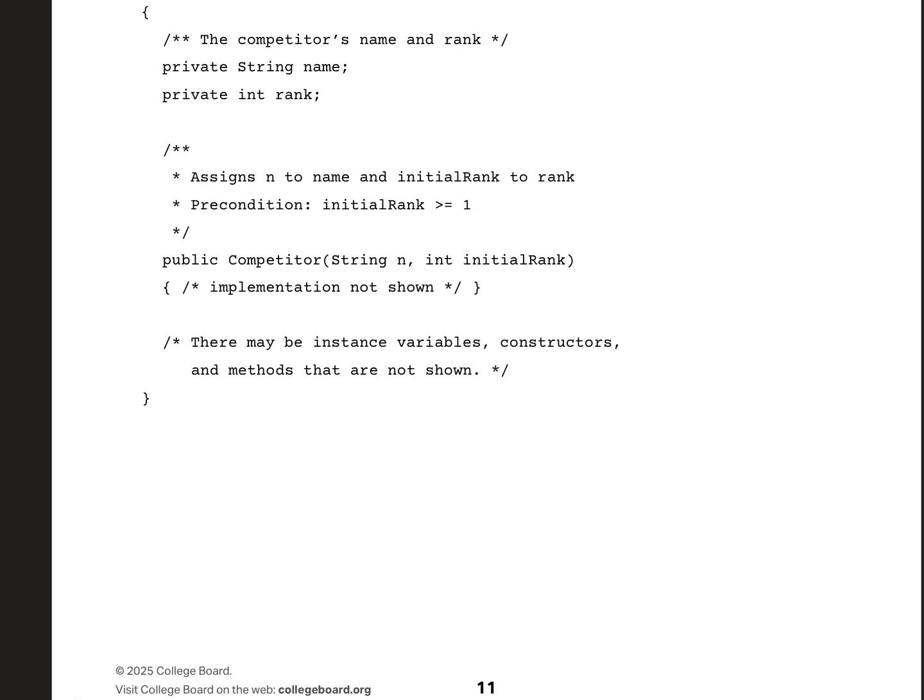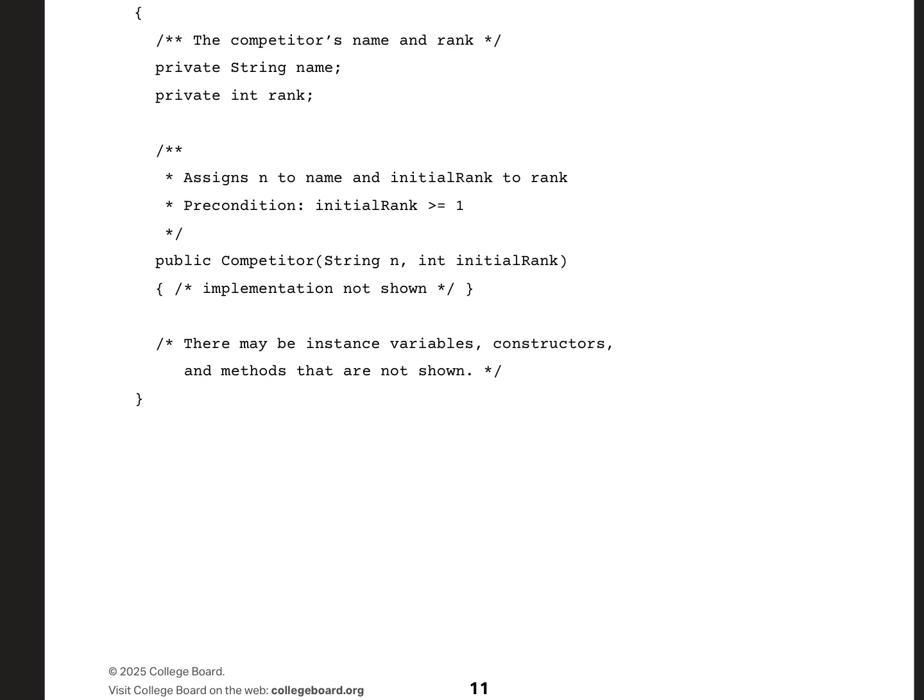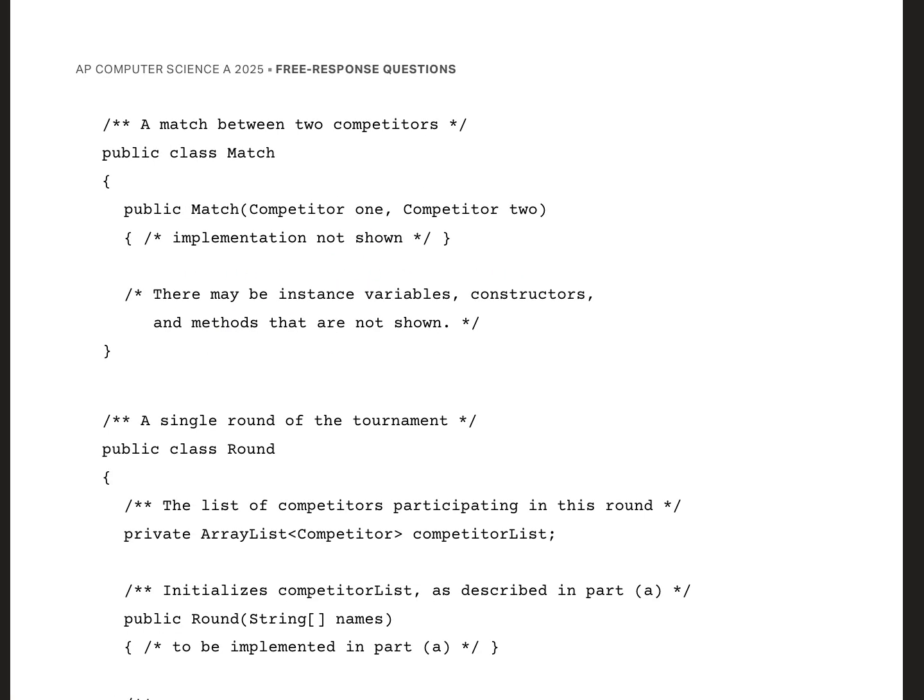We have our constructor. So public competitor initializes the name and the initial rank. A different class is called match. A match is composed of two competitors. And remember, each competitor has a name and a rank.